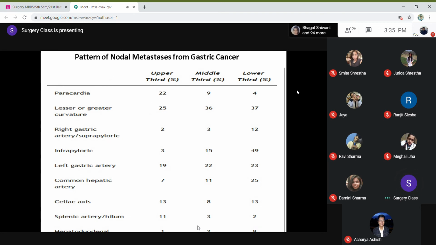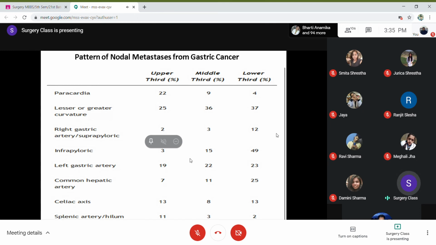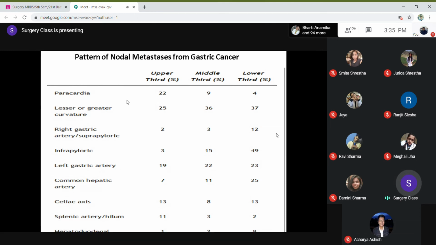Okay, so depending on the location of the tumor, you see where the nodal metastasis goes: upper third, middle third, and lower third. How frequently does it occur? If the tumor is in the upper third, it is very rare to get a lymph nodal metastasis into the porta hepatis. Do you understand that? So depending on the location of the tumor, the metastasis will be different. Similarly, you'll remove the D1 and the D2 group of lymph nodes, the draining lymph nodes.